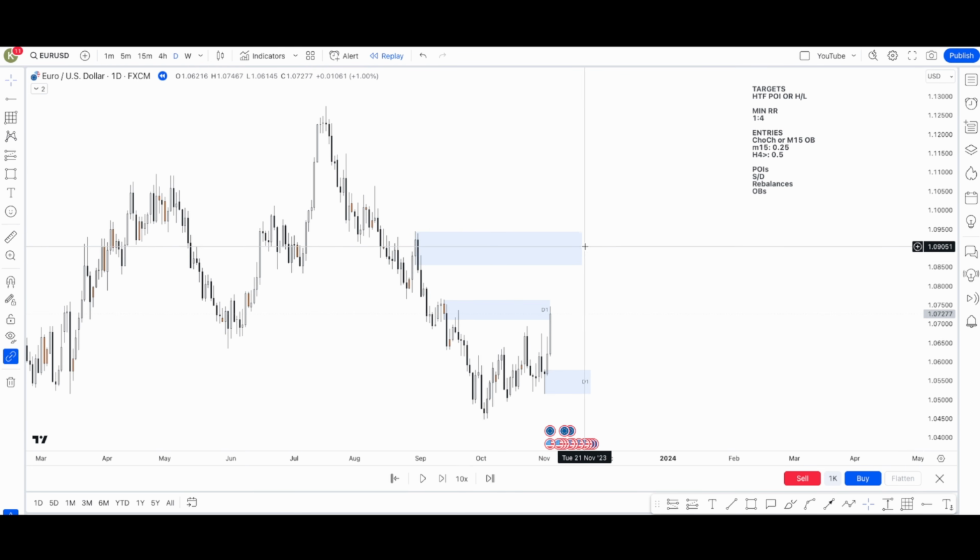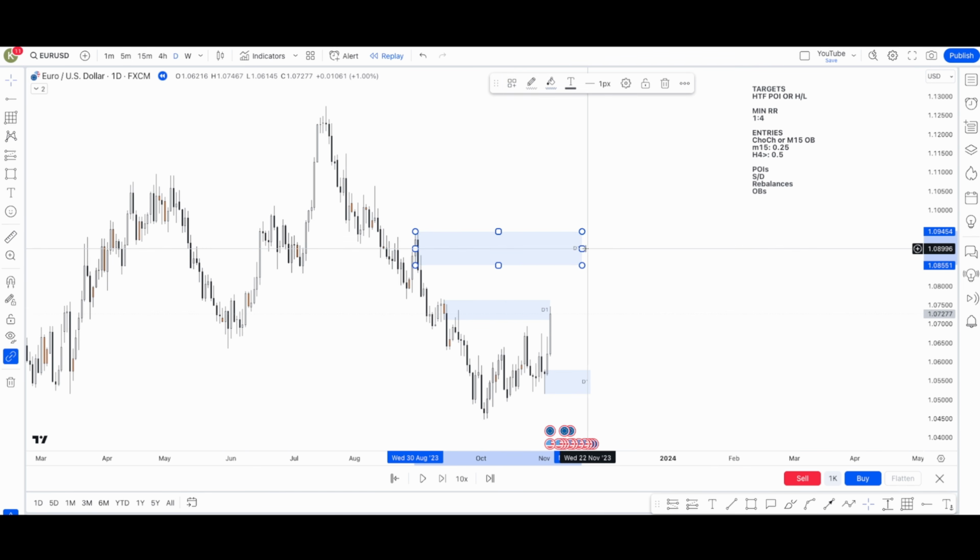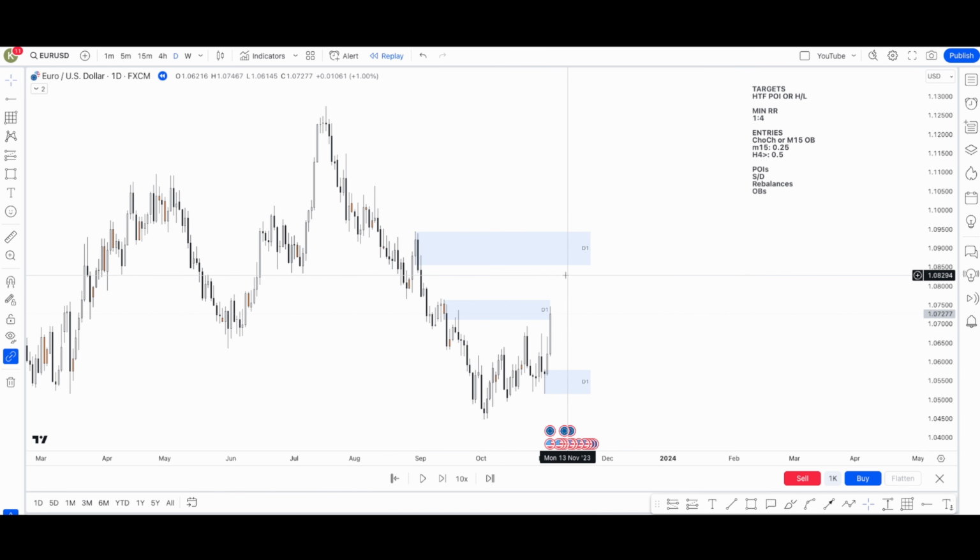Which is why when we take our entries on a lower time frame, we're respecting that time frame and the time frame above, but nothing below. All right, and that will make sense as soon as we can get some trades on the board.